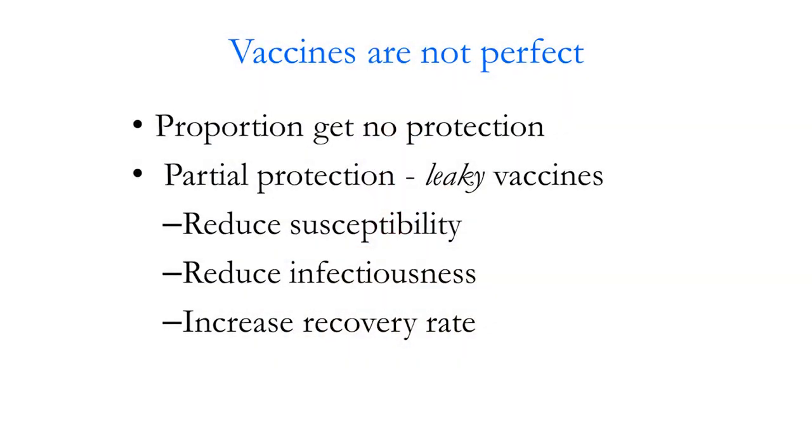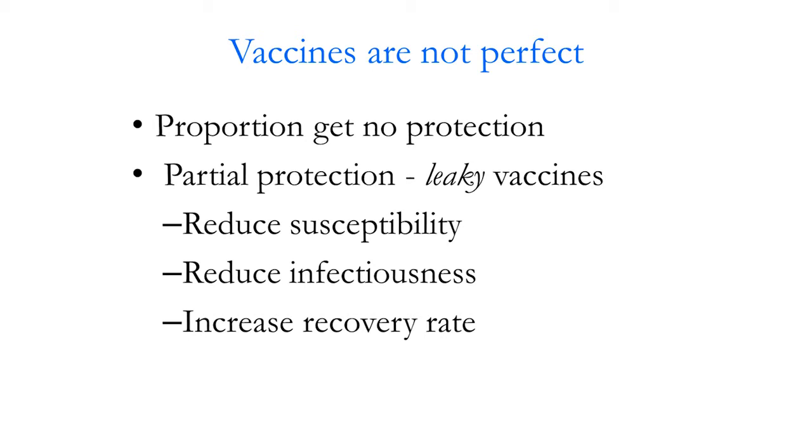So in what ways could the vaccination not be perfect? Well, there could be a proportion that get no protection at all. It just doesn't work for a certain proportion. And in that case, you're going to have to build that in, and you're going to have to vaccinate even more. But more interestingly, perhaps mathematically, it might only provide partial protection in a variety of different ways.